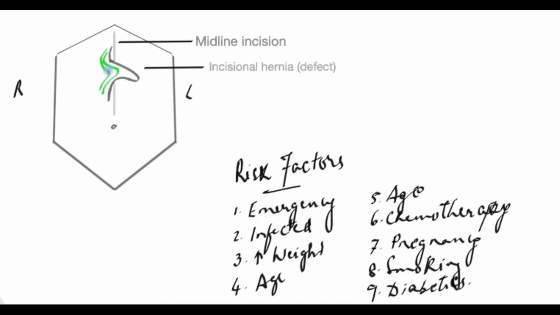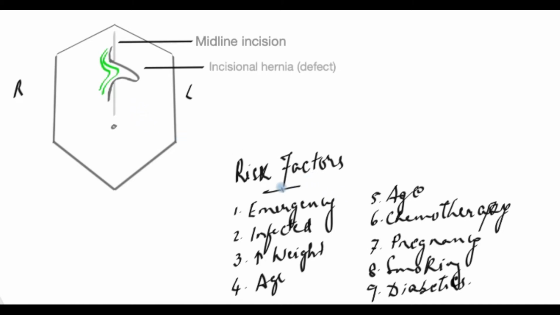Let's assume the loop of bowel is just about coming into the incisional hernia, and this has appeared over time. In terms of the definition of the hernia, it's no different to the other hernias that I've described previously. Incisional hernia is a type of ventral hernia. That is another name for all abdominal hernias.